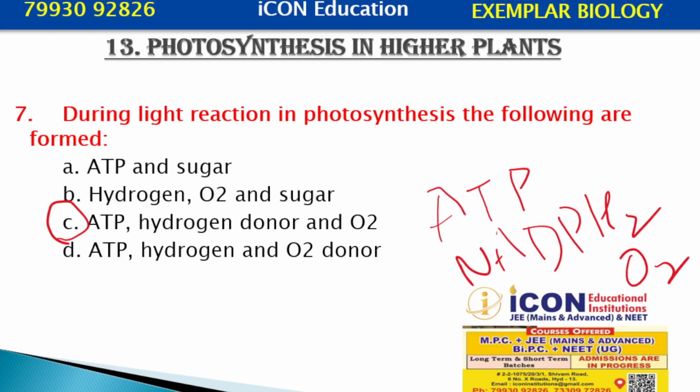Sugar is formed during dark reaction. Here also sugar is formed during dark reaction. And here just hydrogen is written. It's not the hydrogen which is formed, it is the hydrogen donor, that is NADPH2, that is formed.